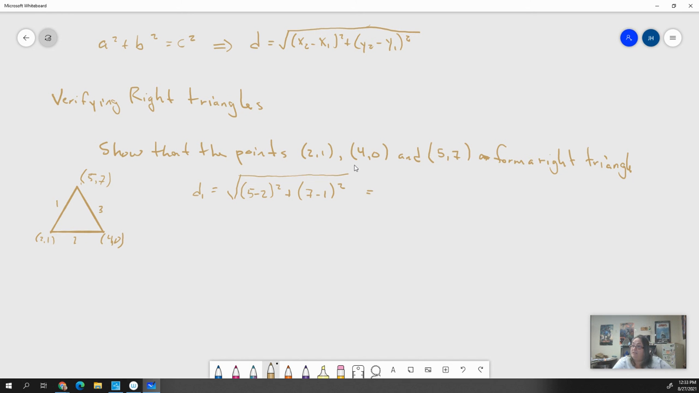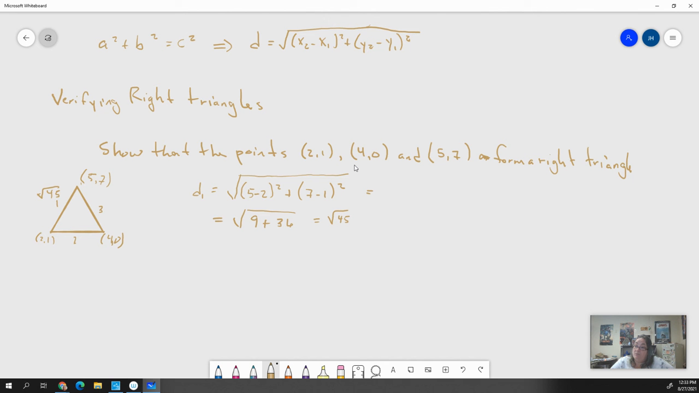And I'm going to find out that length, right? So that length is going to be, let's see, 5 minus 2 is 3. When we square it, it's 9. Plus 7 minus 1 is 6. When we square it, it's 36. And so that gives me the square root of 45. I can leave it like that for right now, right? That's the length of this distance right here. This distance is the square root of 45.